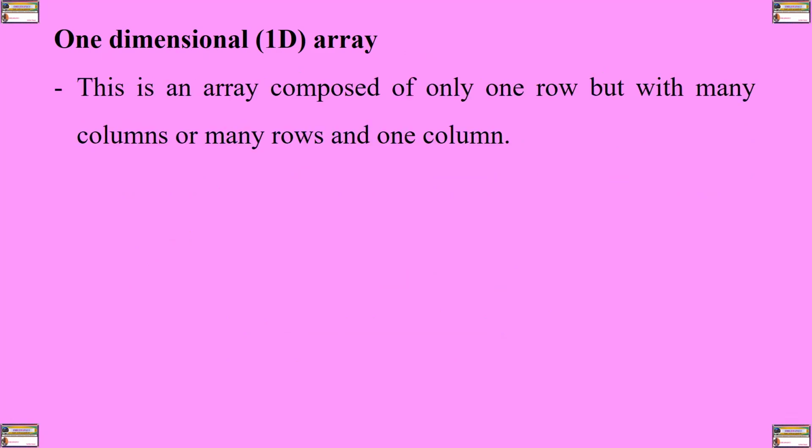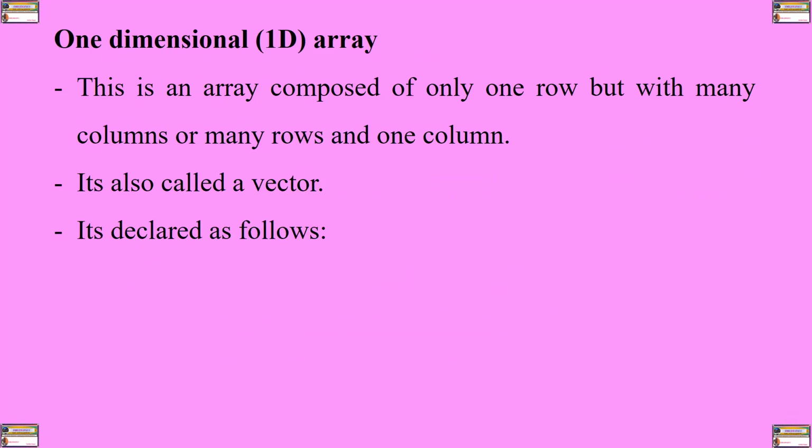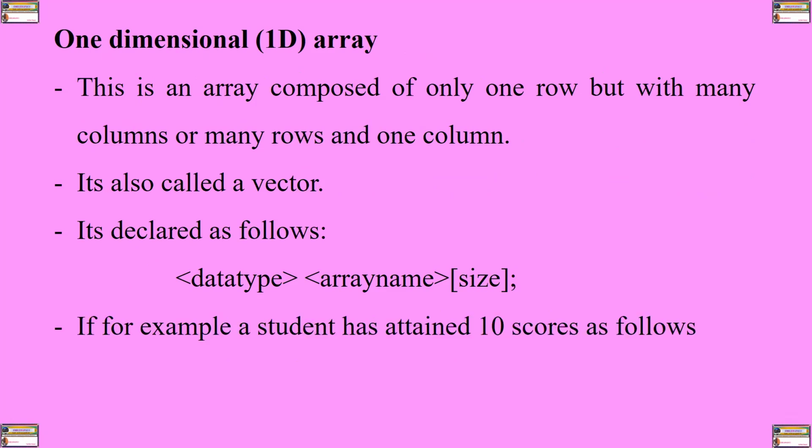Let's begin by looking at what we call a 1-dimensional array, which will also be the focus of our presentation. A 1-dimensional array is an array composed of only one row, but with many columns, or many rows and one column. It is also called a vector, and it is declared using the format that I've already indicated: data type, followed by the name of the array and its size or its number of subscripts.